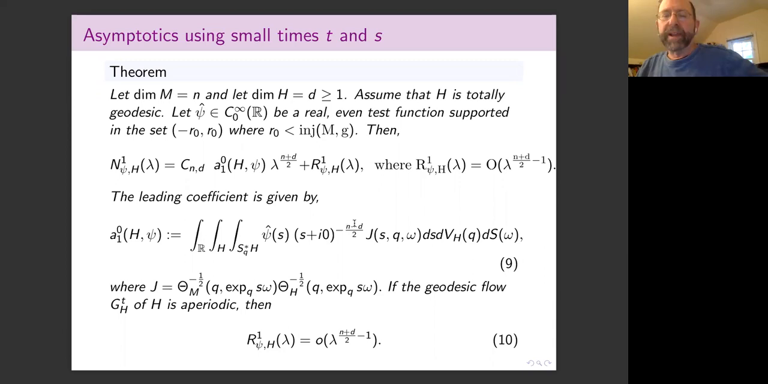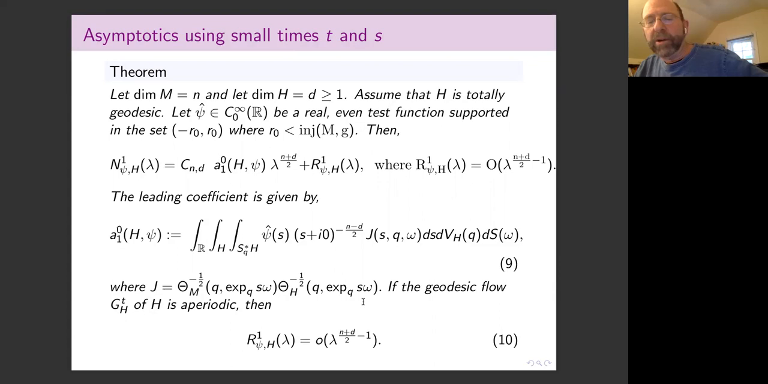And you get a complicated volume density here, which is given by this formula. So I'll explain it on the next slide. But using this same thing, if the geodesic flow on H has almost no periodic orbits, the set of periodic orbits is measure 0, then you get a small o remainder term. But most of the work actually goes into figuring out how this depends on psi hat. It's a rather complicated computation. Many of you will recognize this notation here, but I'll explain it on the next slide. These are going to be volume densities in normal coordinates.